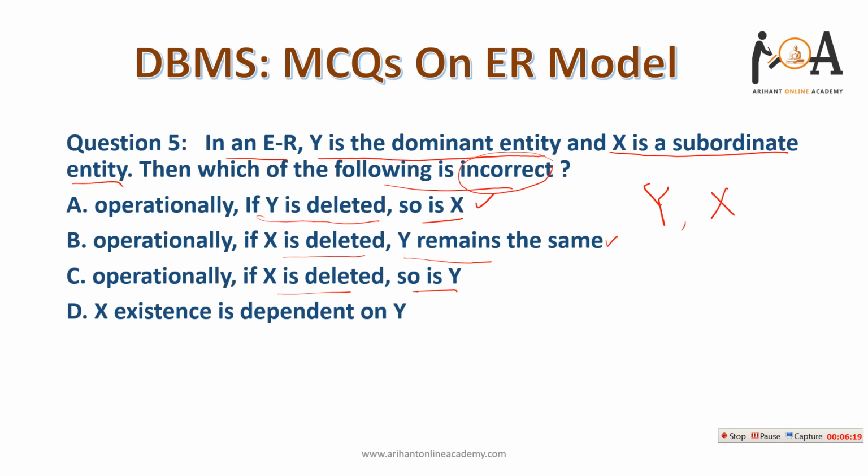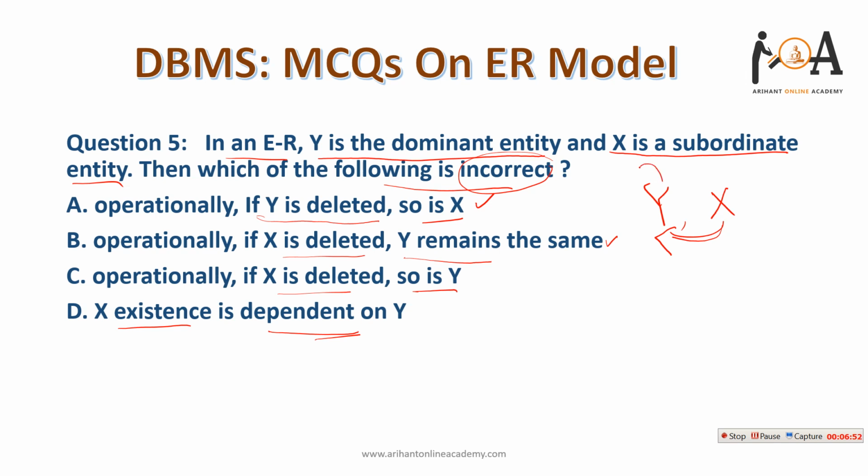Okay, so Y is a dominant entity and X is a subordinate entity. And what we are doing here, X is deleted now. X is deleted, so is Y. Okay, and option D is X existence is dependent on Y. So the existence of X is dependent on Y. It is true. The existence of X is dependent on Y because Y is dominant entity, na.